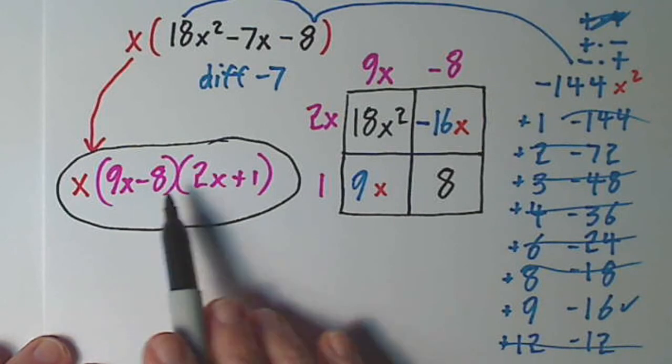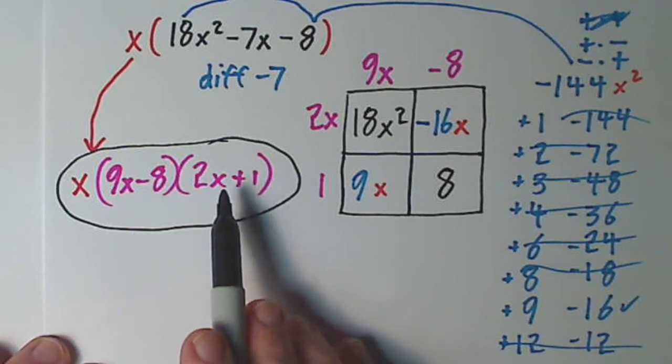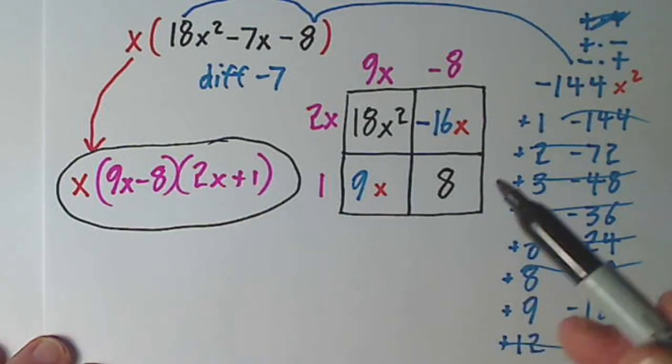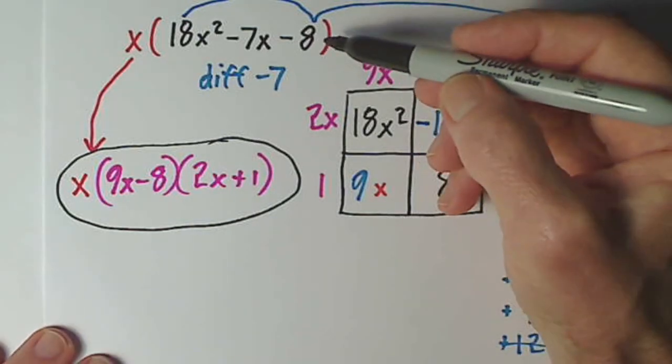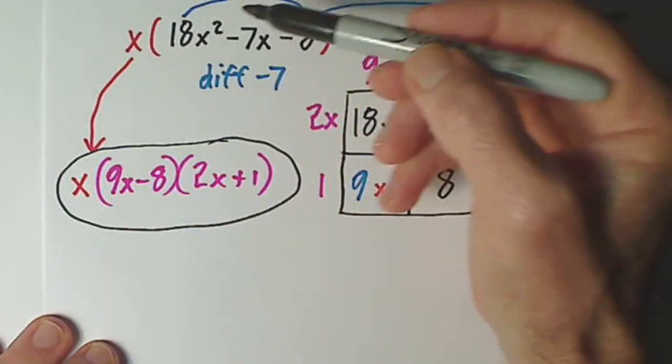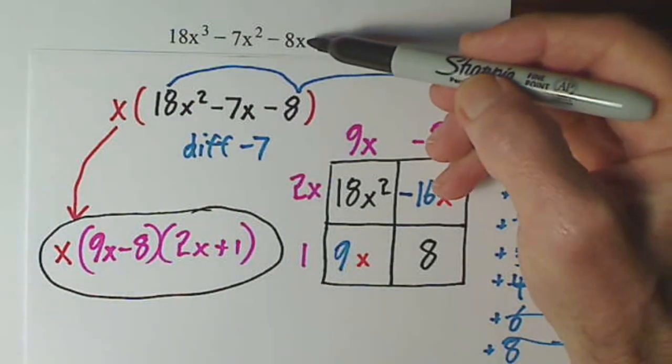And you can check this. If you multiply this binomial by that one, some people say FOIL, it'll get you back up to here. And if you send in the x at that point, it'll get you all the way back to where you started.